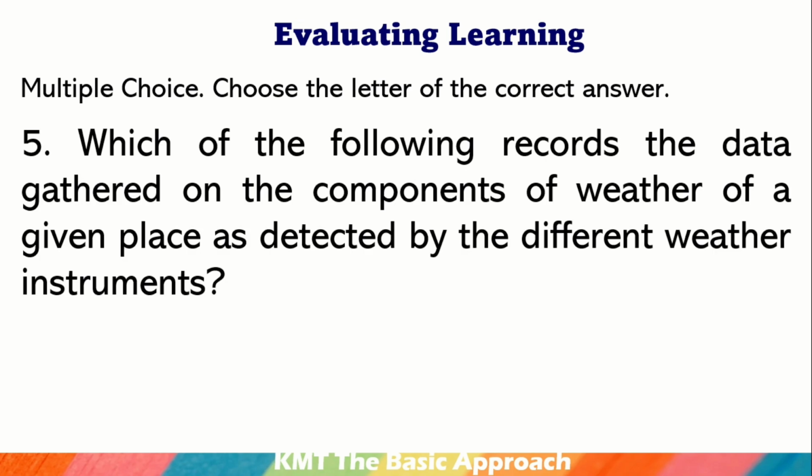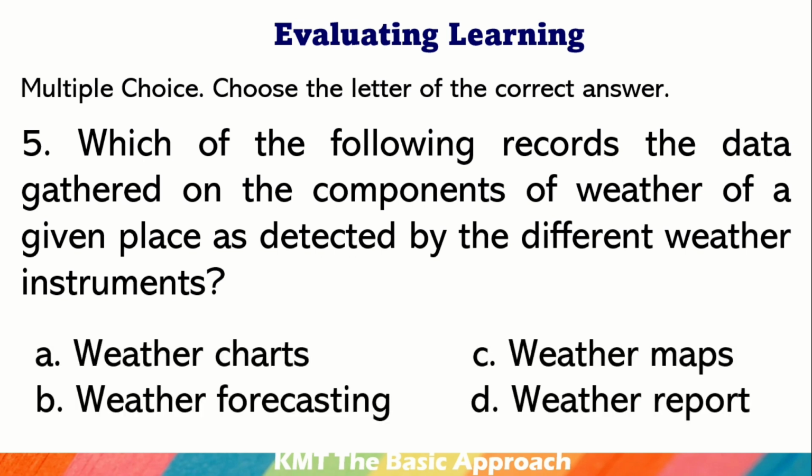Number 5. Which of the following records the data gathered on the components of weather of a given place as detected by the different weather instruments? Letter A. Weather charts. Letter B. Weather forecasting. Letter C. Weather maps. Or letter D. Weather reports. What is the correct answer? Great! The correct answer is letter A. Weather charts.